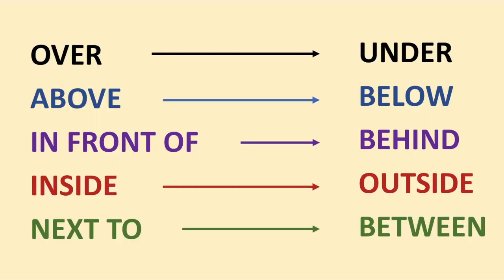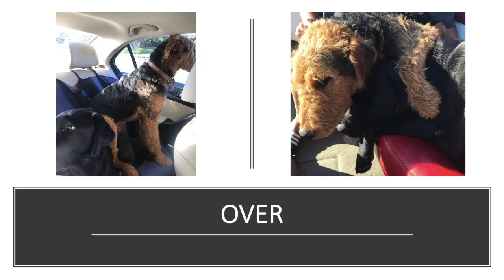Here are some examples of positional language, or the words that help us describe where things are compared to each other. And these are the words that I want you to use when you're going to do the activity. So there's over, and the opposite of that is under, above, and the opposite of that is below, in front of, the opposite is behind, inside, the opposite is outside, next to, and the opposite is between. So here are my examples using Ravi and Elwin as my assistants.